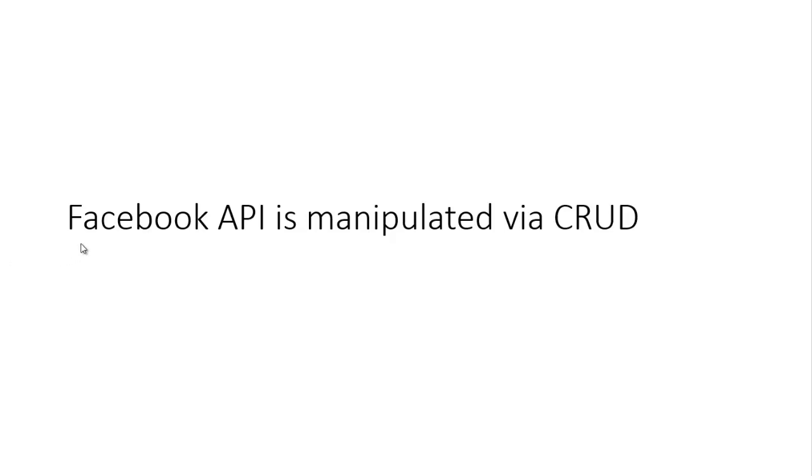Okay, so let's look at the Facebook API now, and how one would actually go about manipulating it programmatically. The Facebook API is manipulated via what is called CRUD, which is create, read, update, and delete. This is a very familiar paradigm to people who interact with the web because it mimics the HTTP verbs get, post, update, delete very similarly.